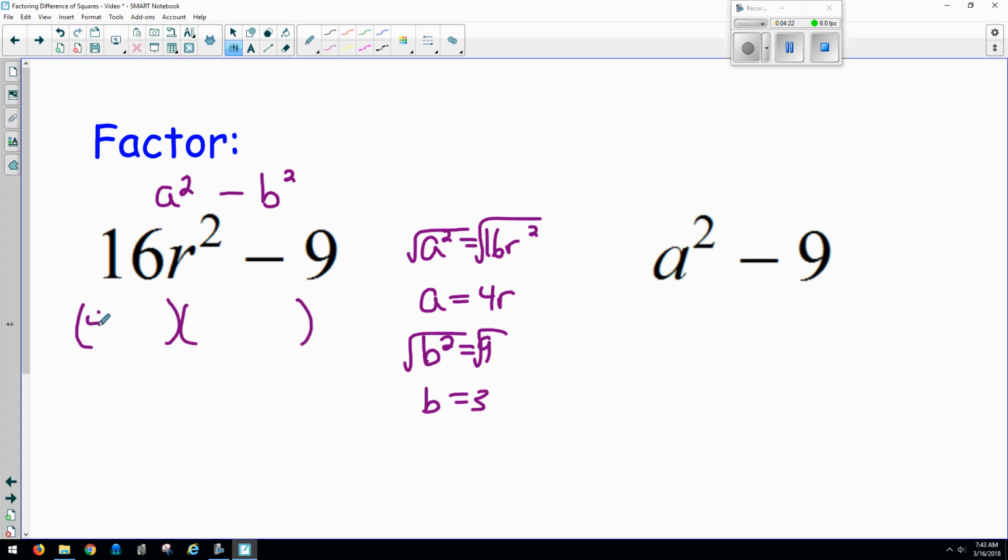So we're going to put a here and here. B here and here. One gets a plus, one gets a minus.